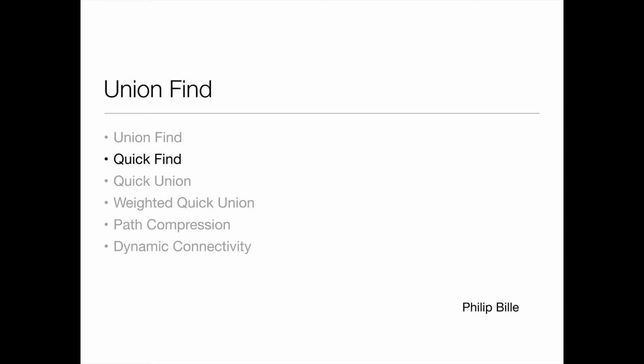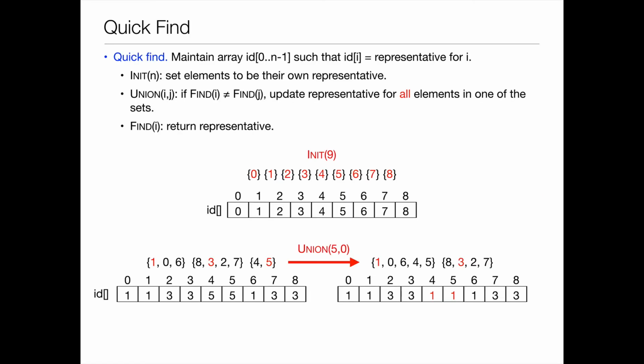So let's see our first data structure for the union find problem. We call this data structure quick find. The quick find data structure consists of an array ID of n elements. The ith entry stores the representative for i.